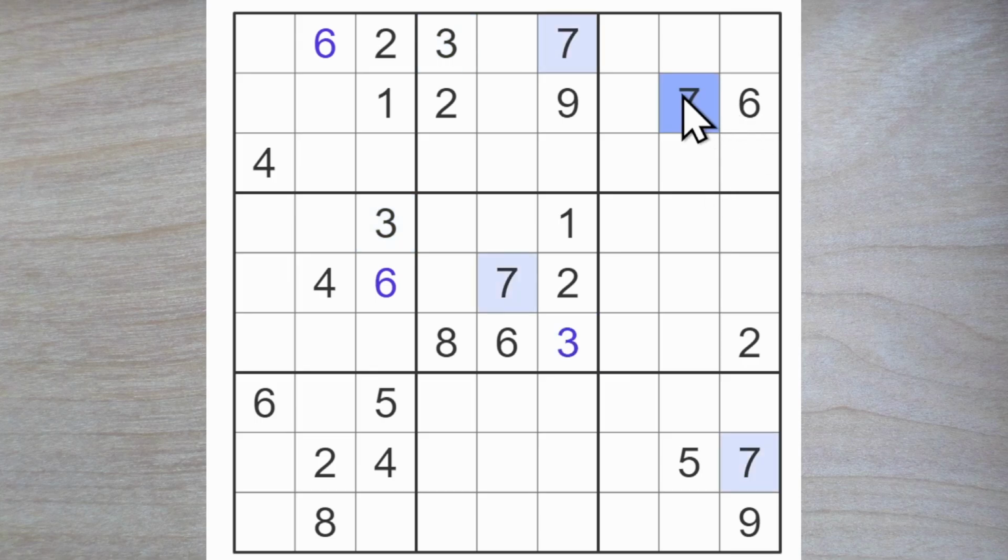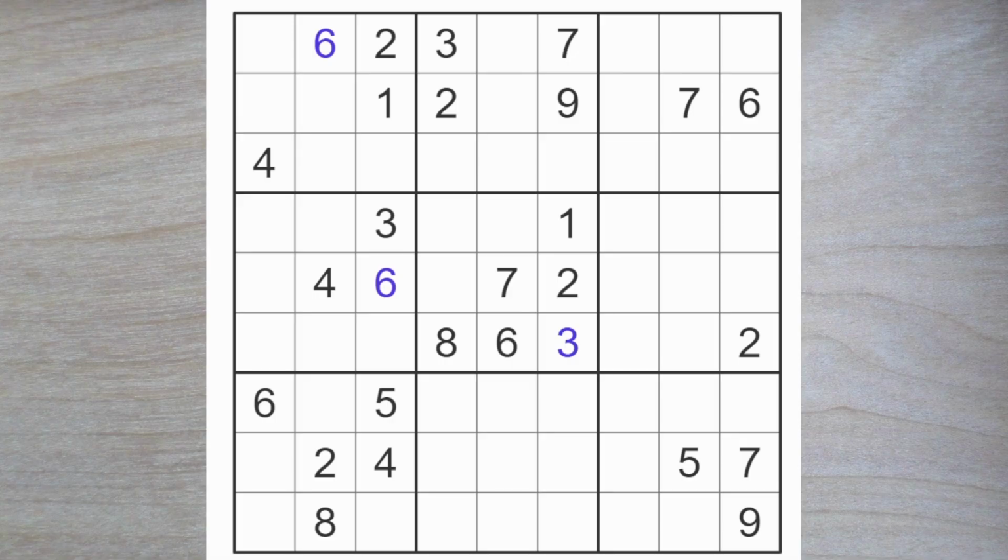I'm seeing some 7-6 stuff going on here. I don't know if it's going to mean anything of substance later on. I'll try to keep an eye on the 6s and the 7s and see if anything materializes. A 7, of course, must go either here or here, because these 7s block down and this 7 blocks across.